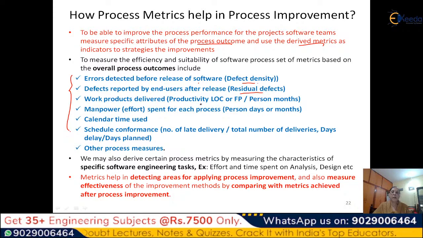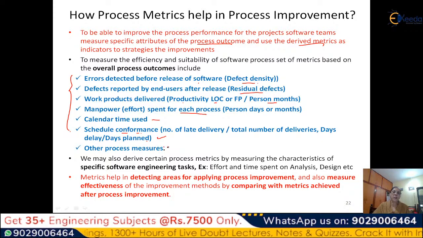Work products delivered, you can determine it by productivity, LOC or FP over person months, or you can do it in some other method. Then manpower spent for each process, how many person days or months is spent for each effort. Calendar time used, schedule conformance, that means number of late deliveries divided by total number of deliveries, or days delay divided by days planned.